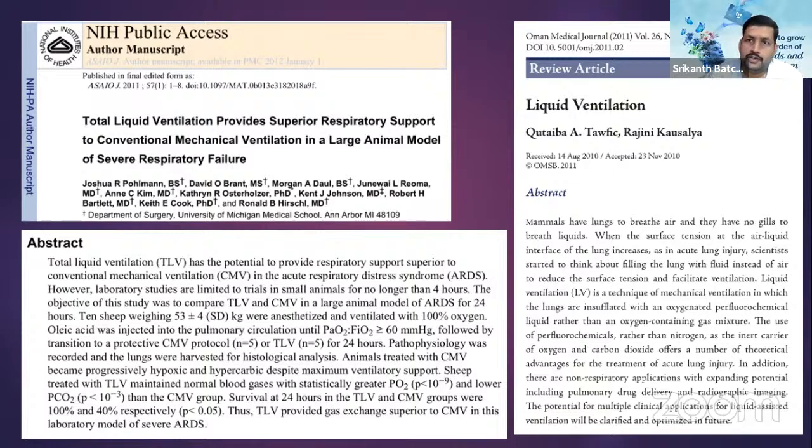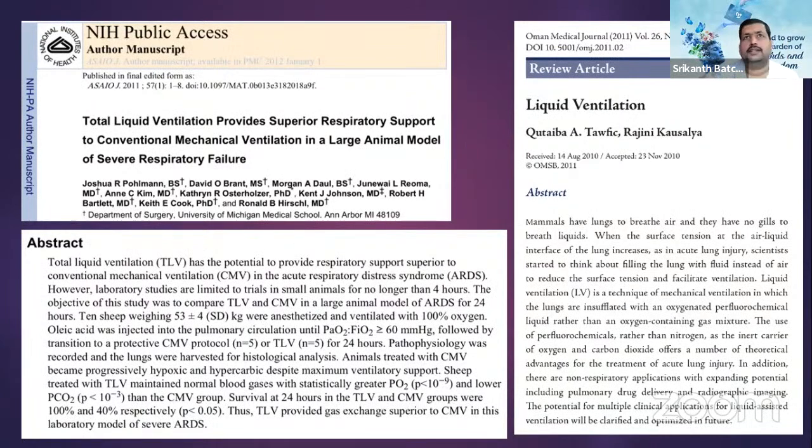In total liquid ventilation, even the residual volume and the tidal volume in and out is completely through specialized liquid ventilators. There the conventional ventilator doesn't work, and you have to do it with a specialized liquid ventilator. So how do they do it? There are 3 ways which have been studied over a period of 50 to 60 years.